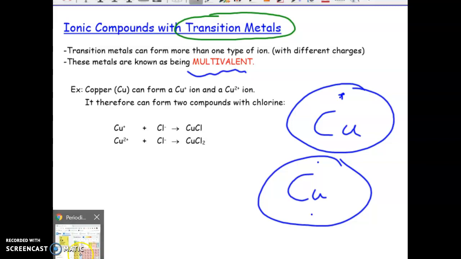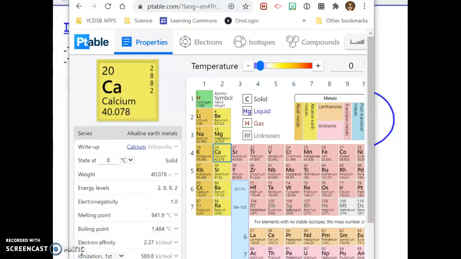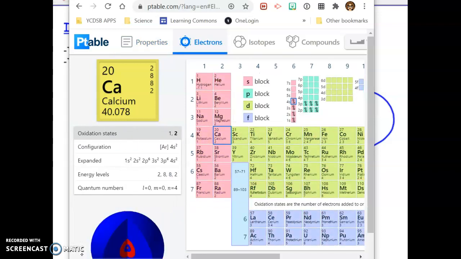Okay, so we can also take a look at ptable to see what this would look like. So ptable.com. For here, you want to be under the electrons tab. This is going to be a little bit more complex because it's going to show you probably more information than we need right now.